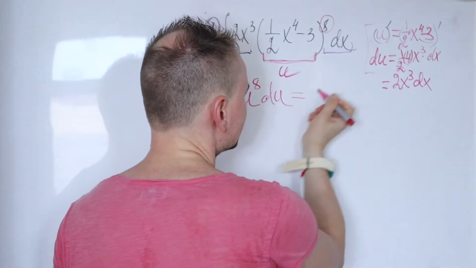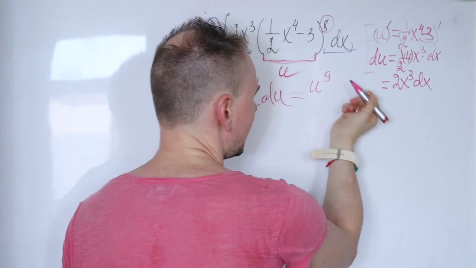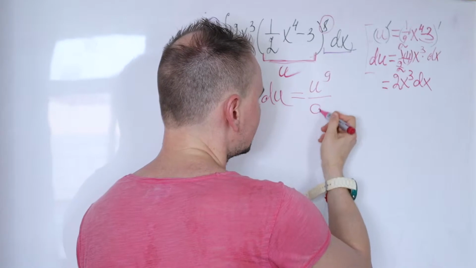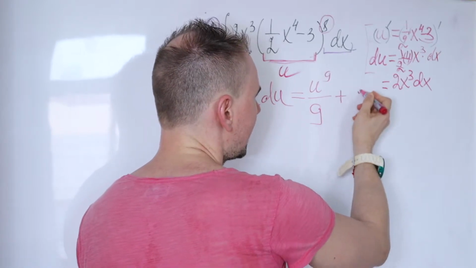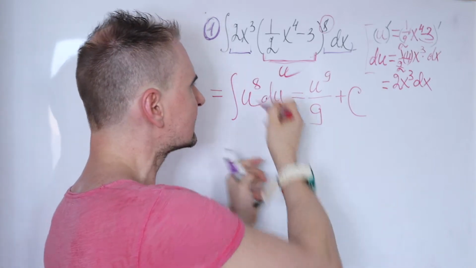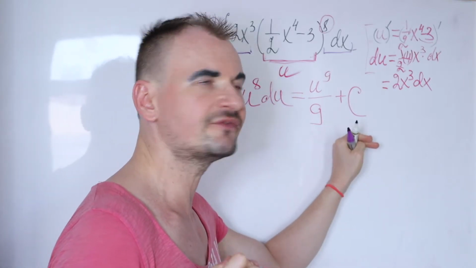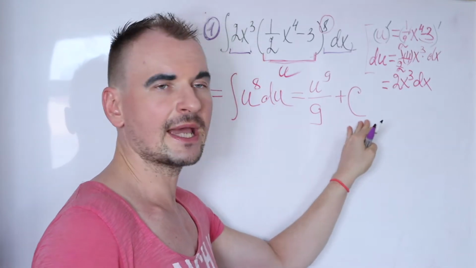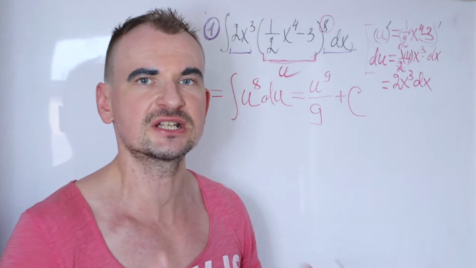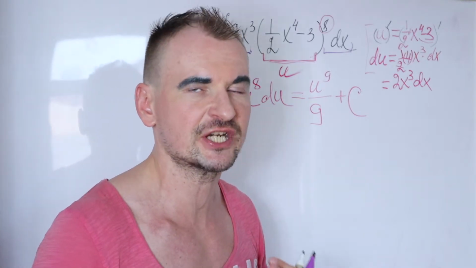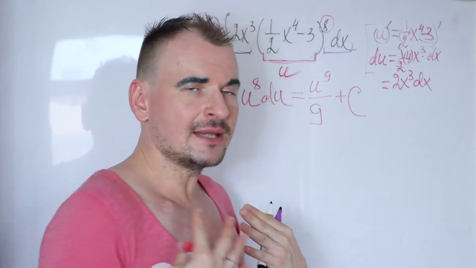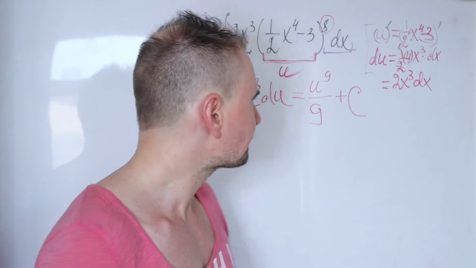The power rule says all you need to do is raise your power by 1, so 8 plus 1 becomes 9, and you divide by this new power 9. And since you have an indefinite integral, there are no limits, it's not a definite integral, you have to add plus c at the very end. All these types of integrals require this arbitrary constant of integration that's typically named c.